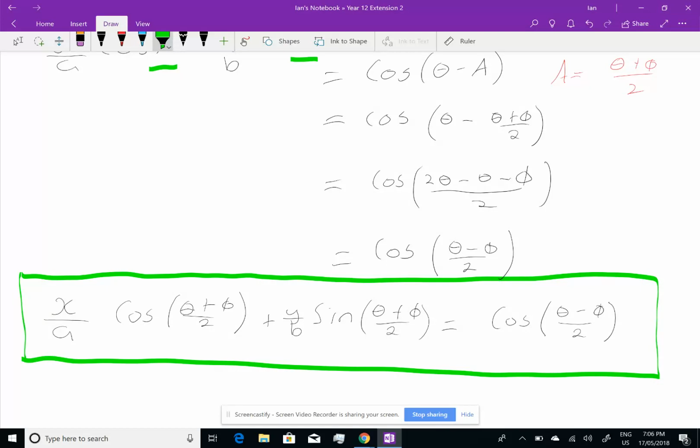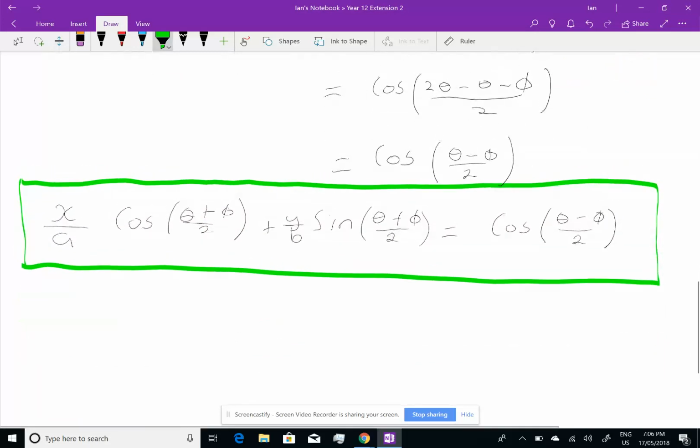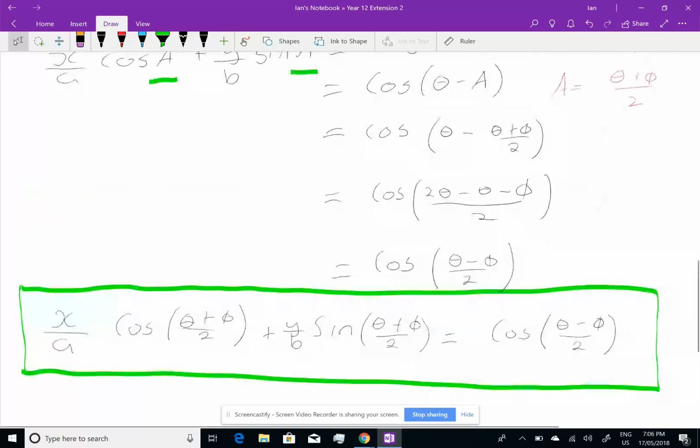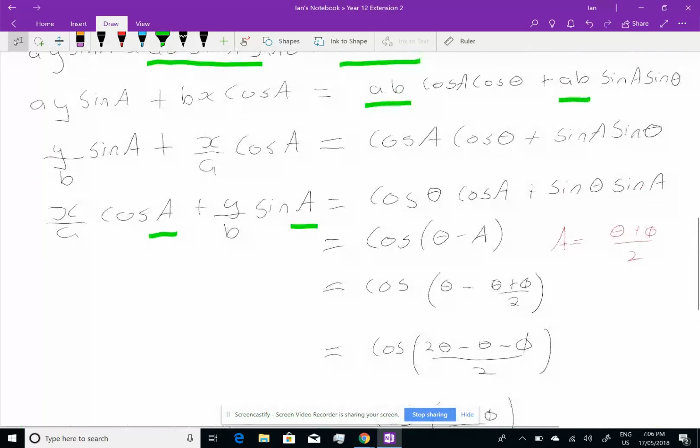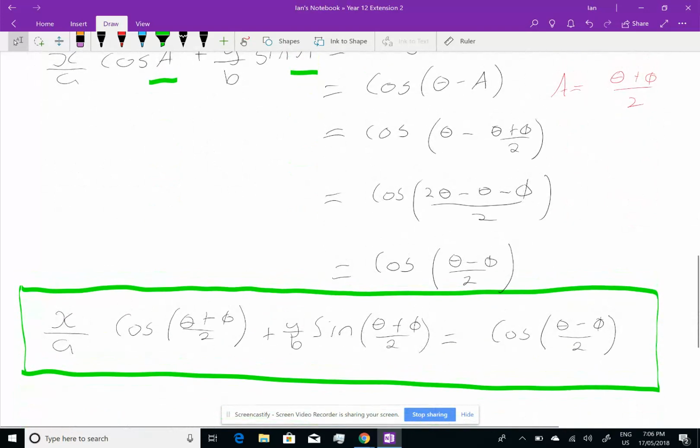Now, I can do the same and come up with the equation for the hyperbola. It's a long proof, and it uses the same principles. I might make another video for that one. All right.